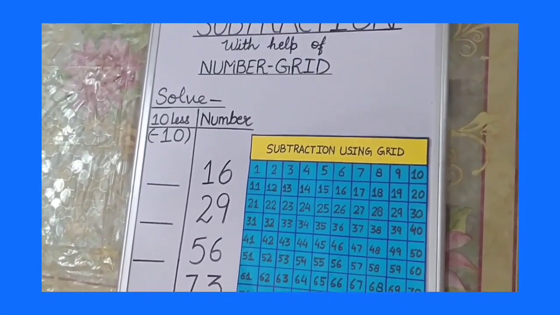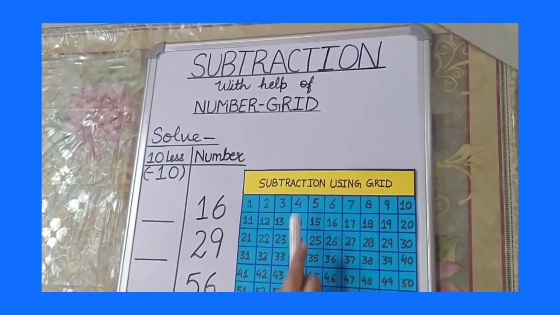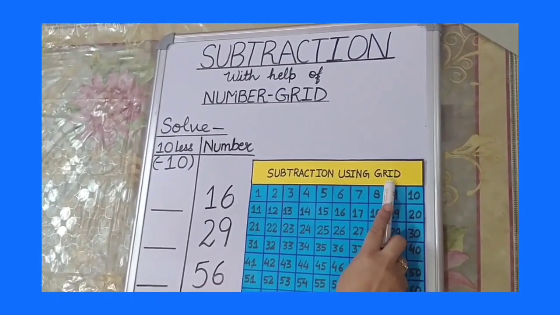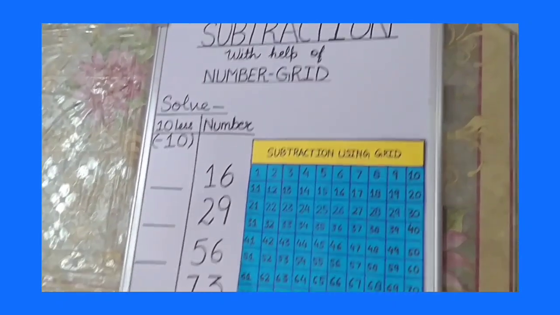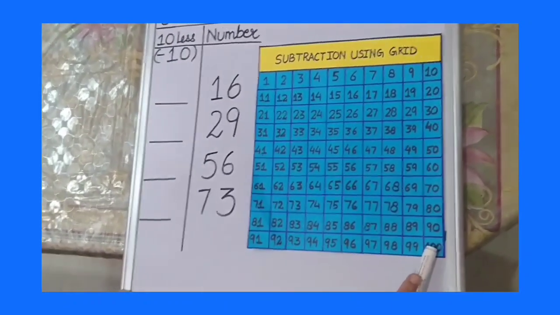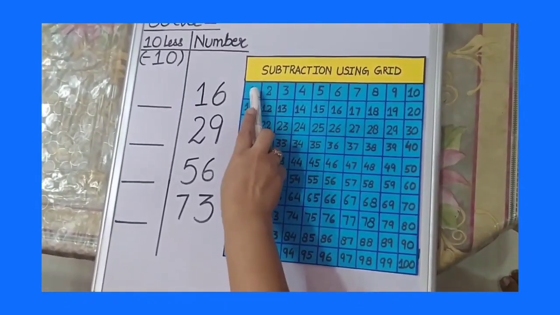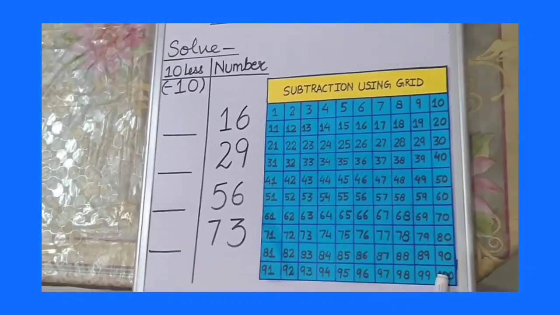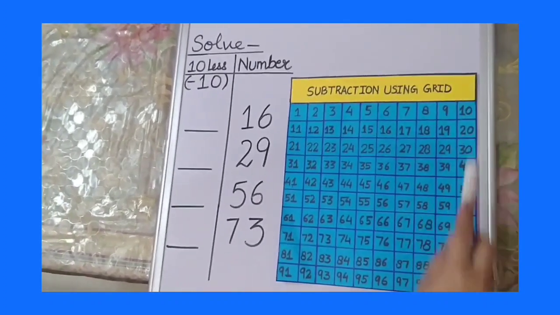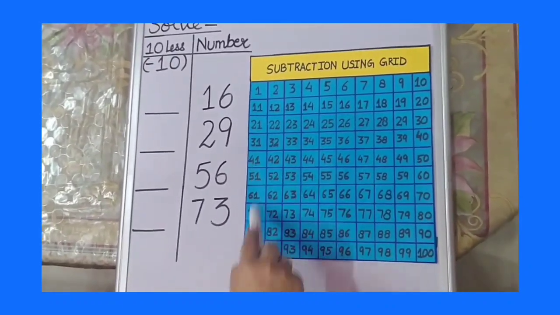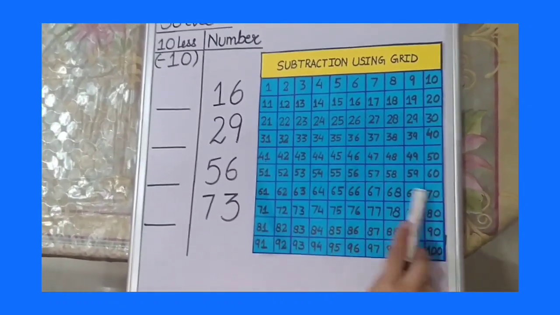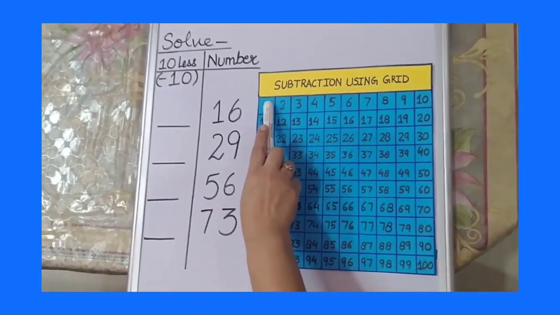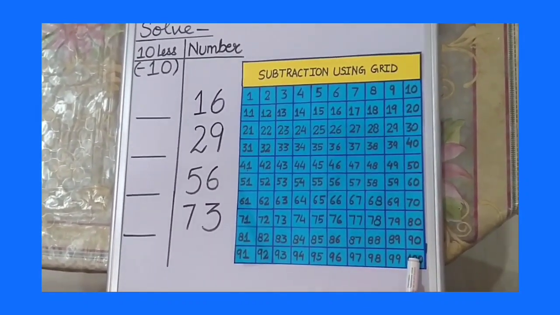Now children, I will teach you how to subtract using a number grid. This is a 10 by 10 number grid. Why 10 by 10? Because it has 10 columns and 10 rows. You can make this grid by taking a paper and making 10 columns and 10 rows. Then you can write numbers from 1 to 100.